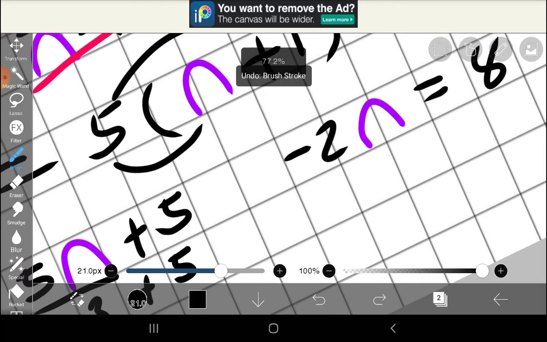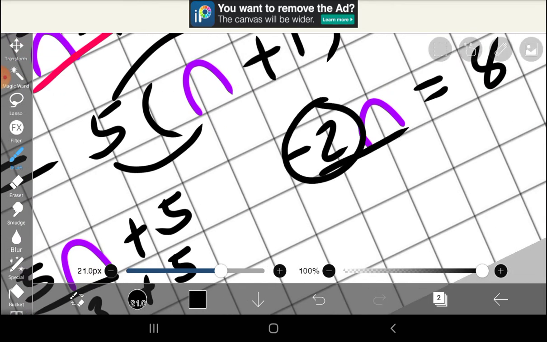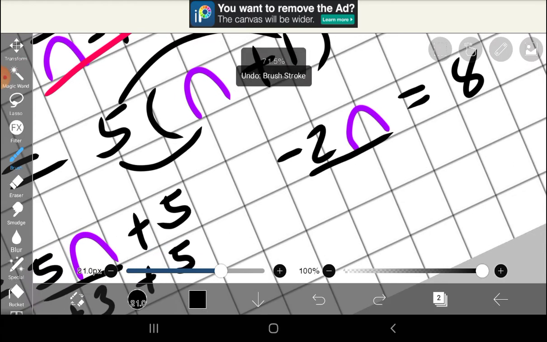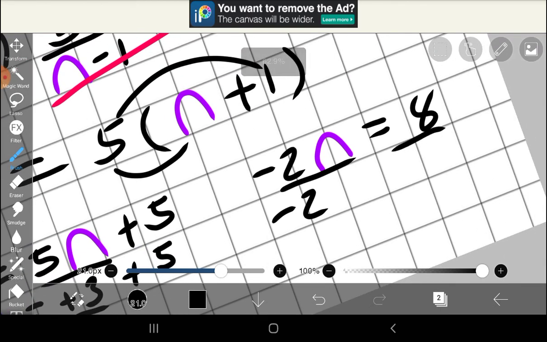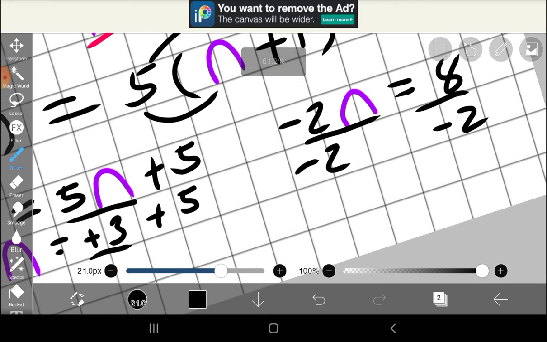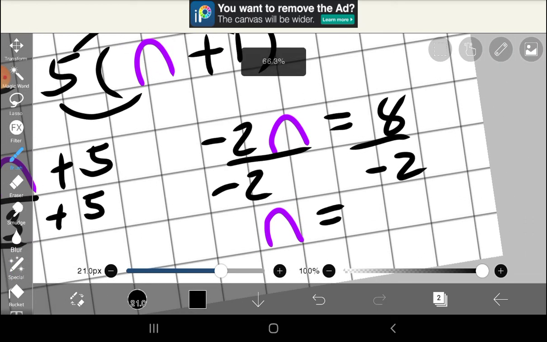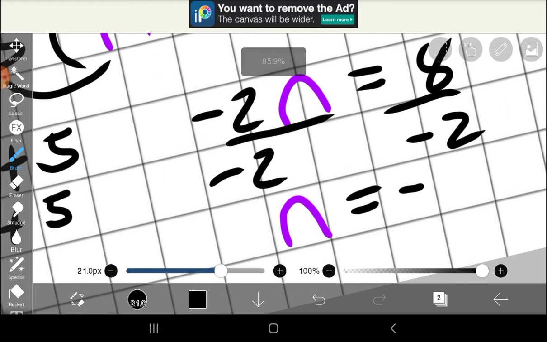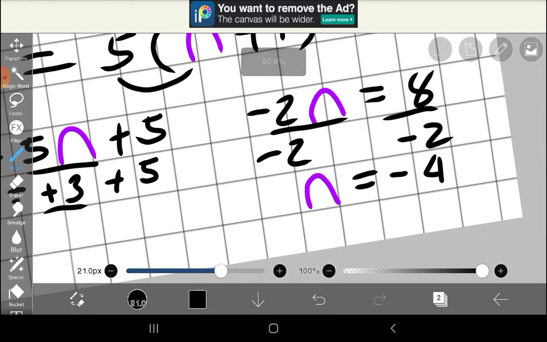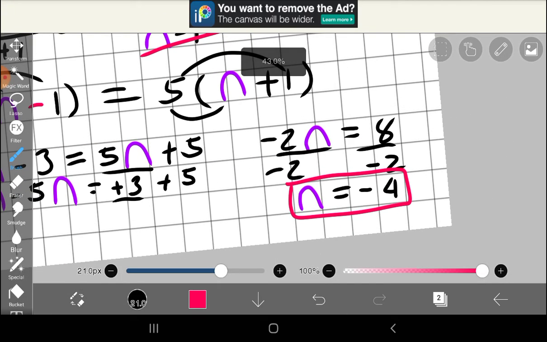Because your expression has a number in front, we need to divide by that number on both sides. 8 divided by 2 is 4, so n will be equal to negative 4. So here's the answer. That's how you solve it.